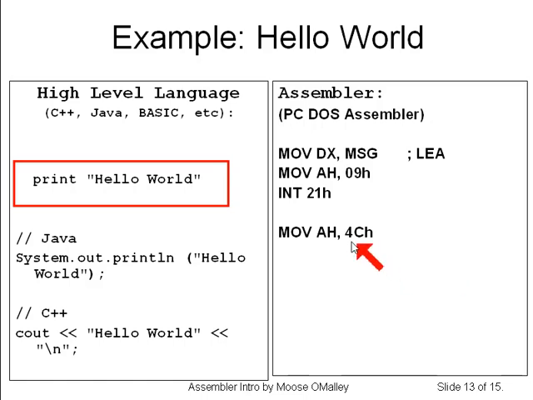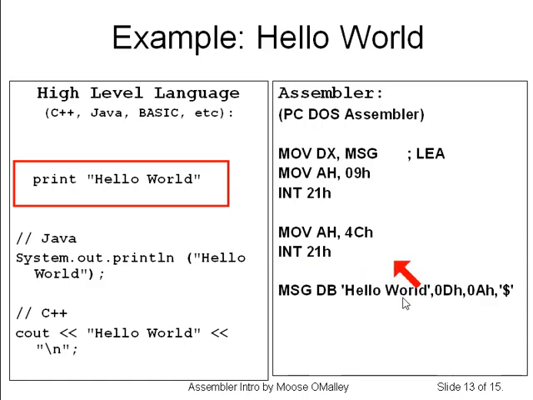Okay, and then if we move 4C in hexadecimal to AH, so 4C is a hexadecimal number, and then we call interrupt 21H again, that means terminate my program. Okay, and then the only thing we're missing is message. So this is whatever I wrote there, that's what it is here. Message, you could call it hello world as one command if you want to, and hello world up there if you want to do, that would be fine.